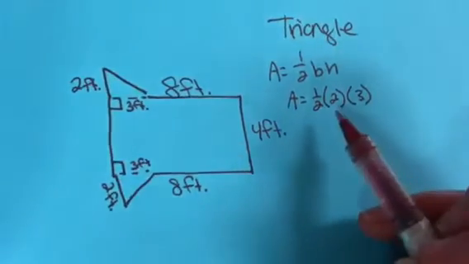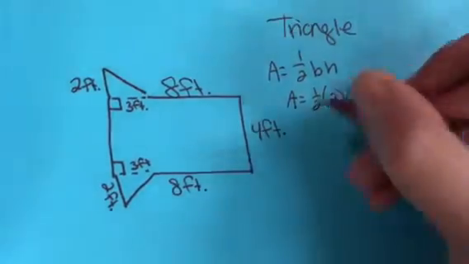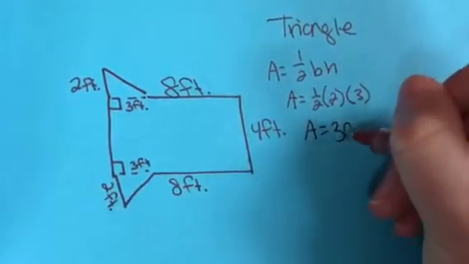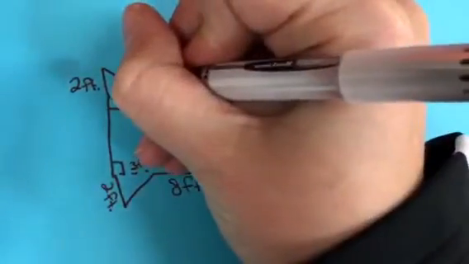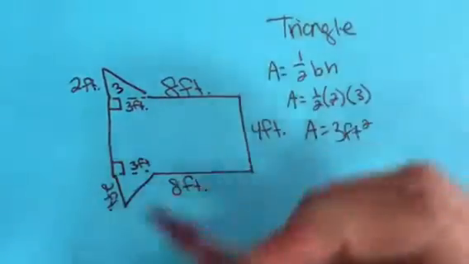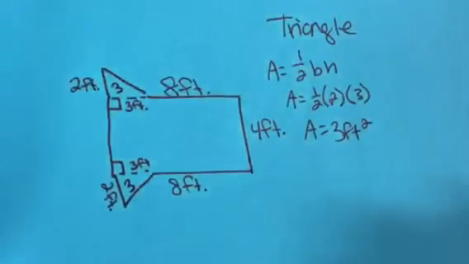So now, what is 1/2 times 2? 1. Times 3, 3. So the area equals 3 feet squared on one of the triangles. I'm going to write 3 in my shape here. Is this one 3 as well? Yep, it should be, because it has the same measurements, 3 and 2. It's the same area. Exactly. Now, don't assume. If it's not written, you better do some thinking.